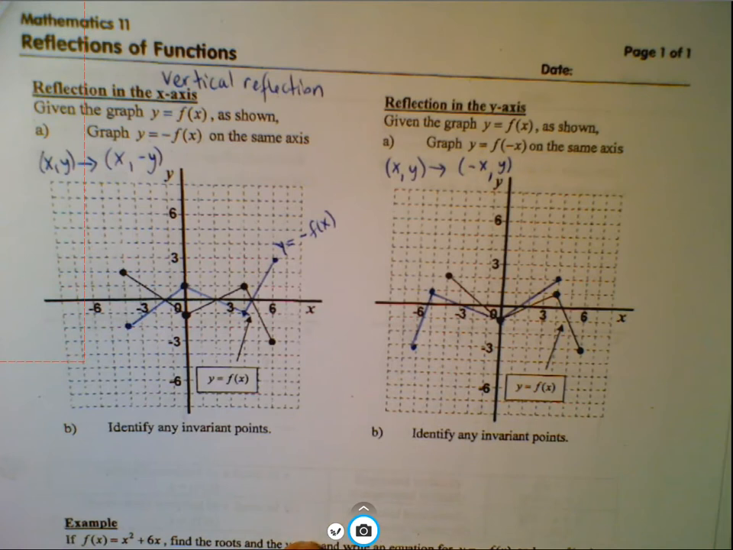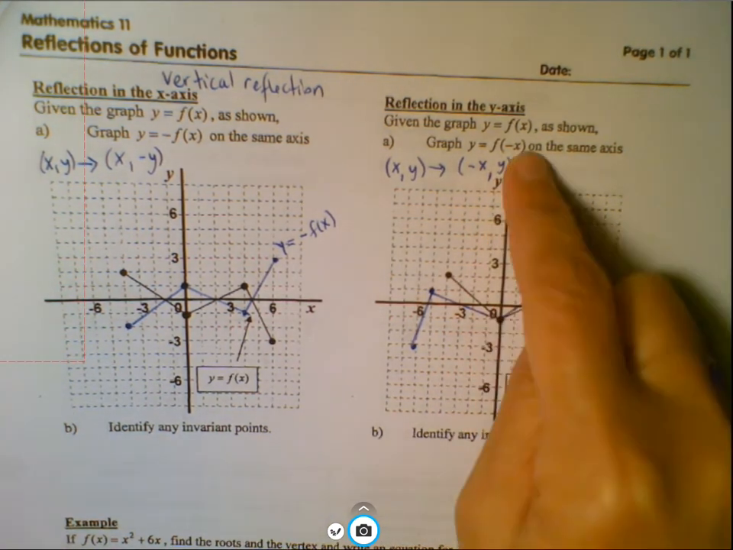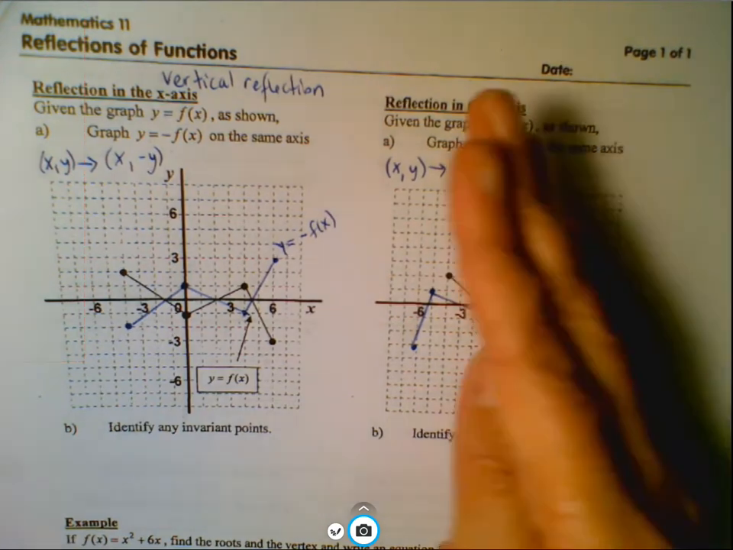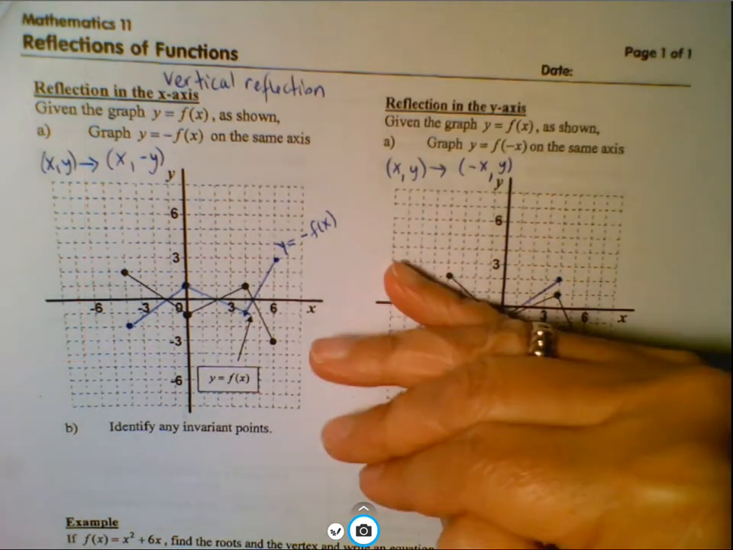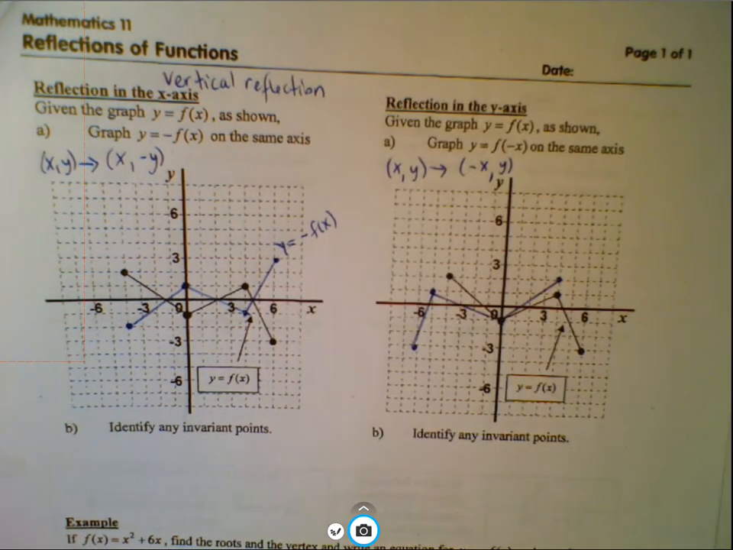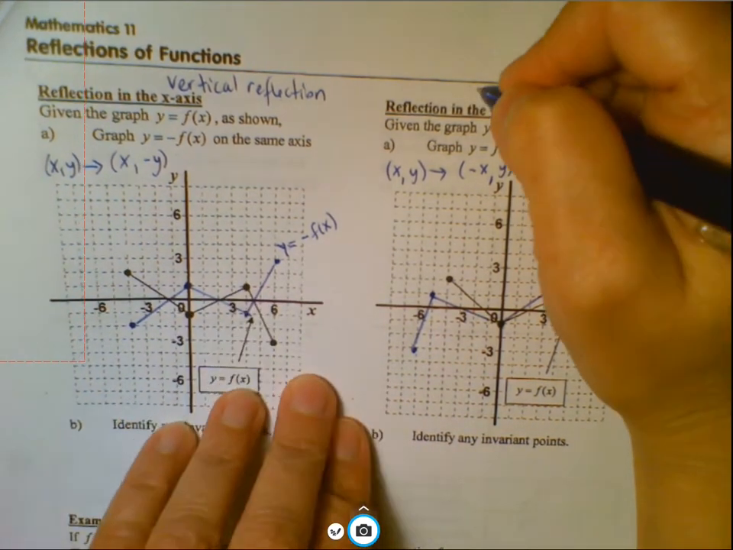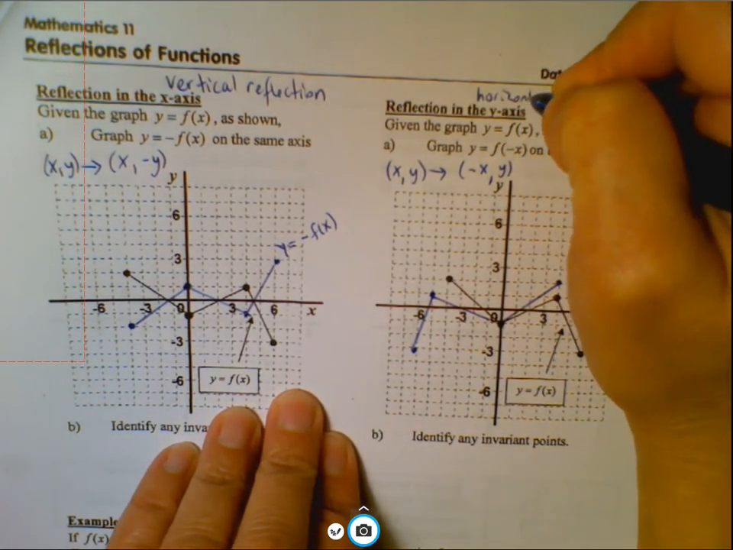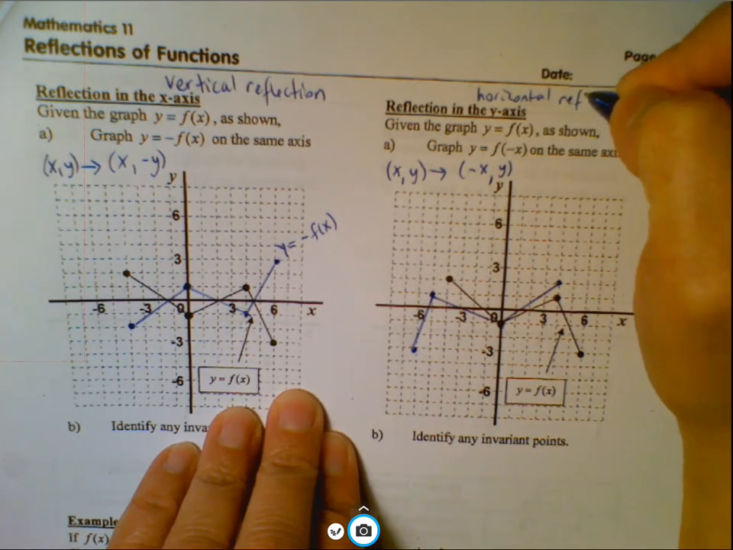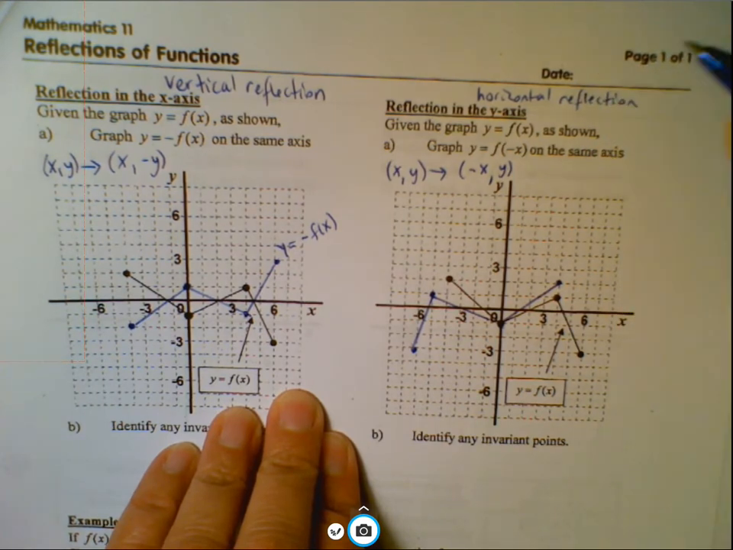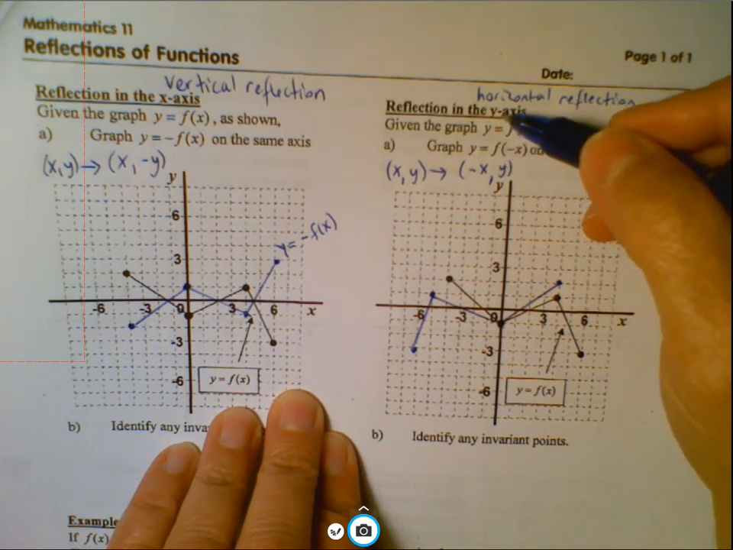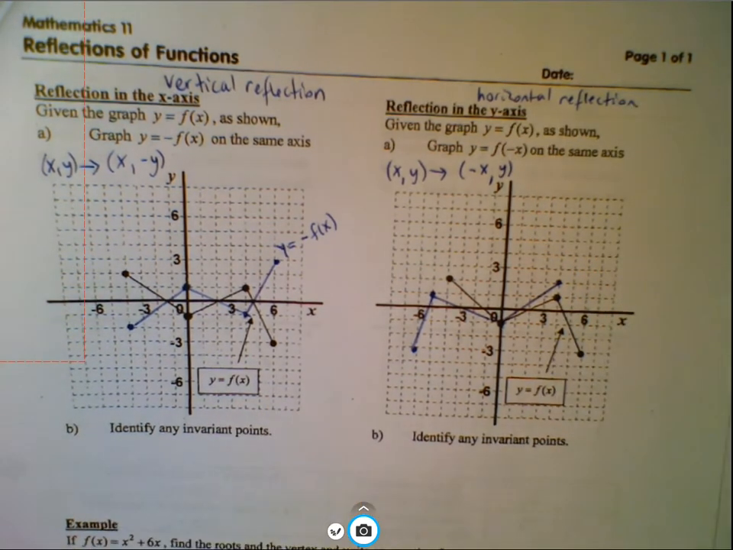But basically you can see that the graph has been reflected using the y-axis as the mirror. So it's reflecting from side to side, and not from up to down, but from side to side. And so we call that a horizontal reflection, or a reflection in the y-axis. Okay, so when we say in the whatever axis, it means using this axis as the mirror.